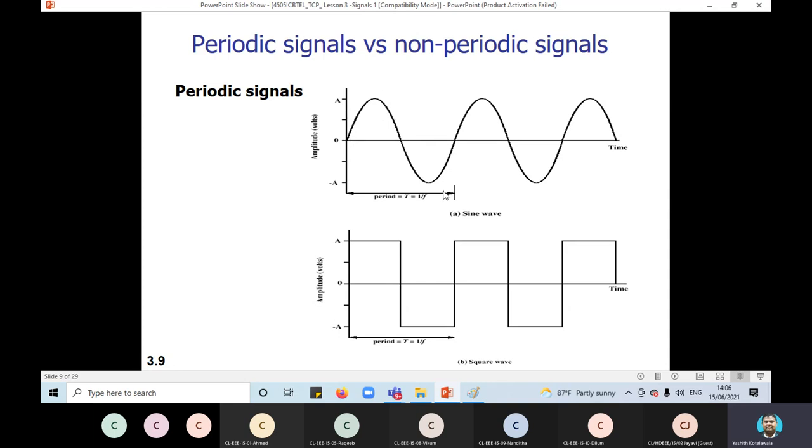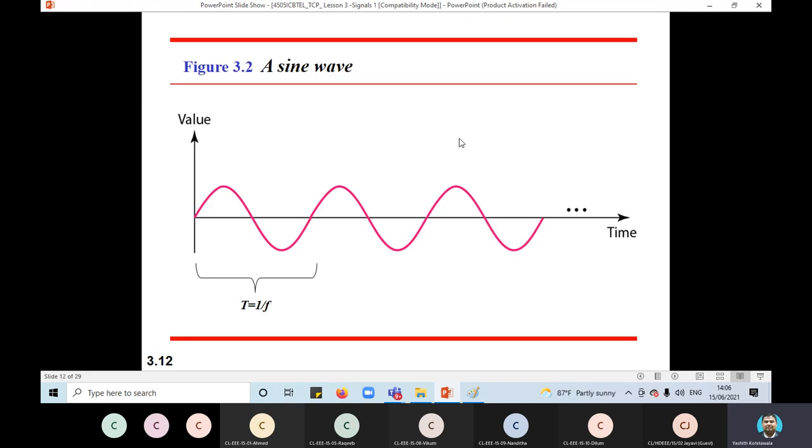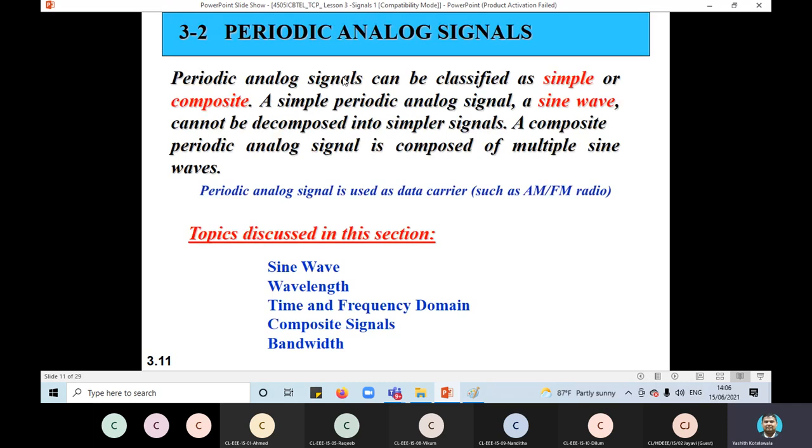So here what you can see is a simple wave shape, okay? It says periodic analog signals can be classified as simple or composite. A simple periodic analog signal, or you call it a sine wave, cannot be decomposed into simpler signals. If I ask you to decompose, you will not be able to further decompose and find different signal shapes or components, because it's the original shape. There is nothing more. Those are simple type wave components.